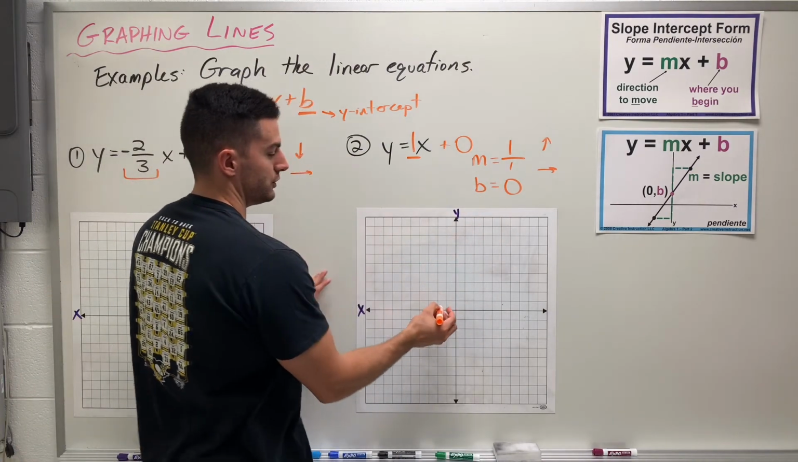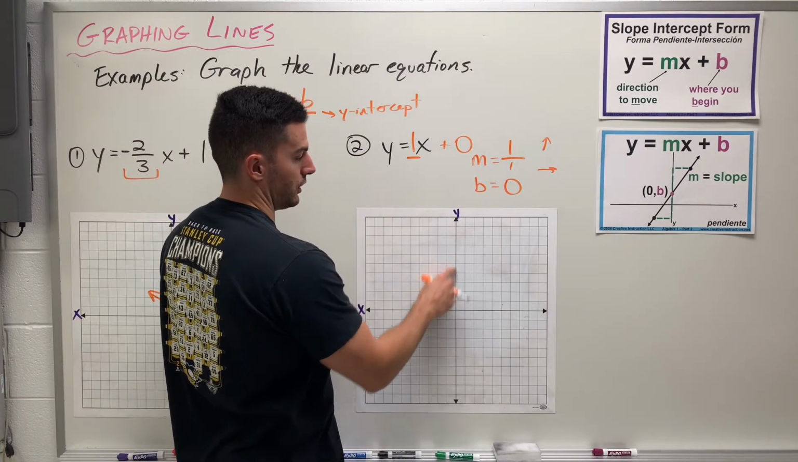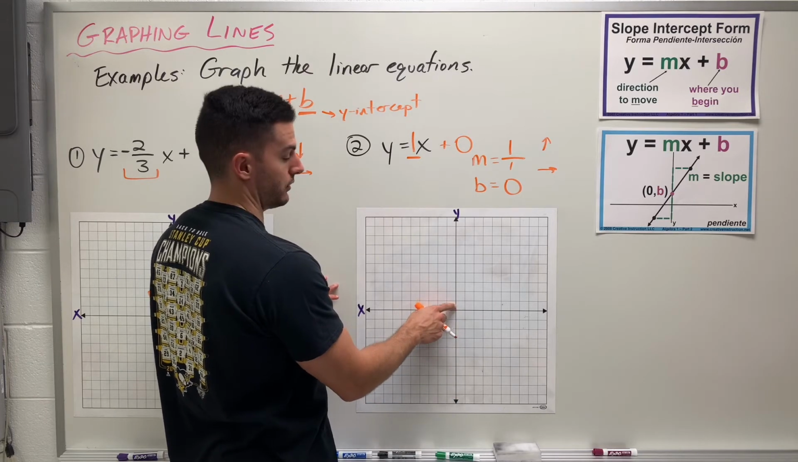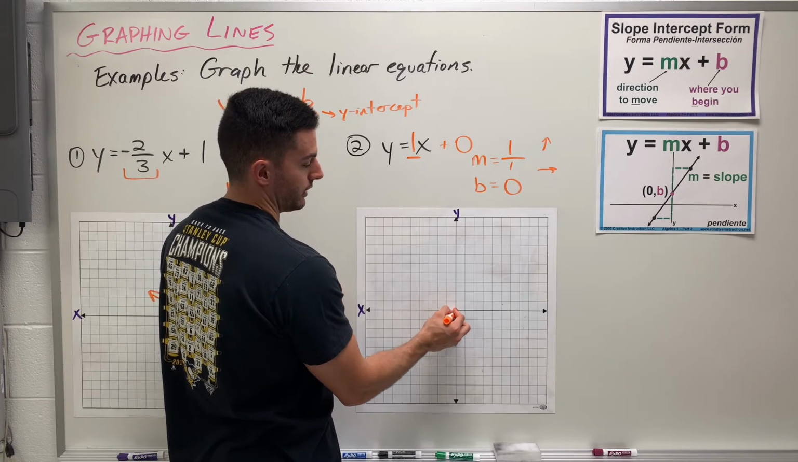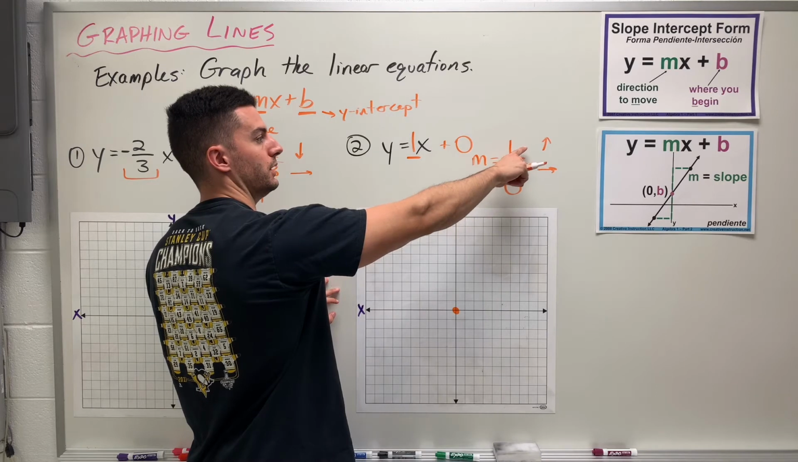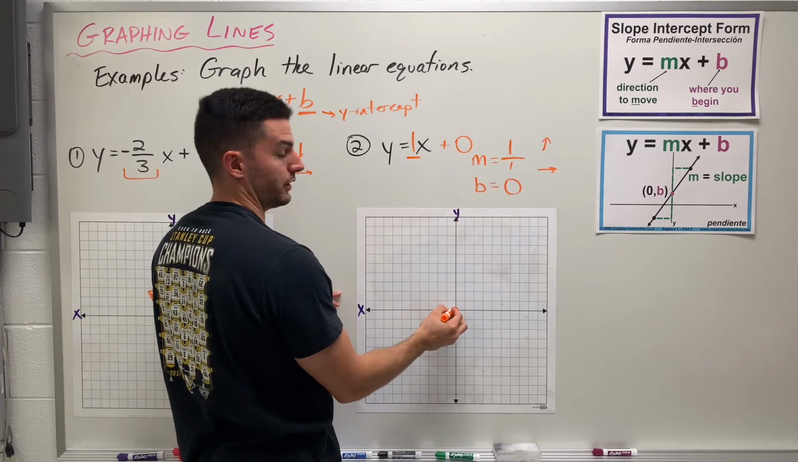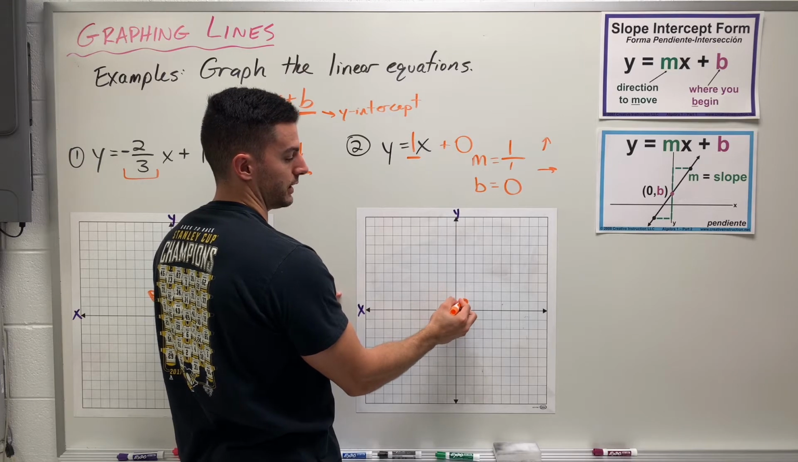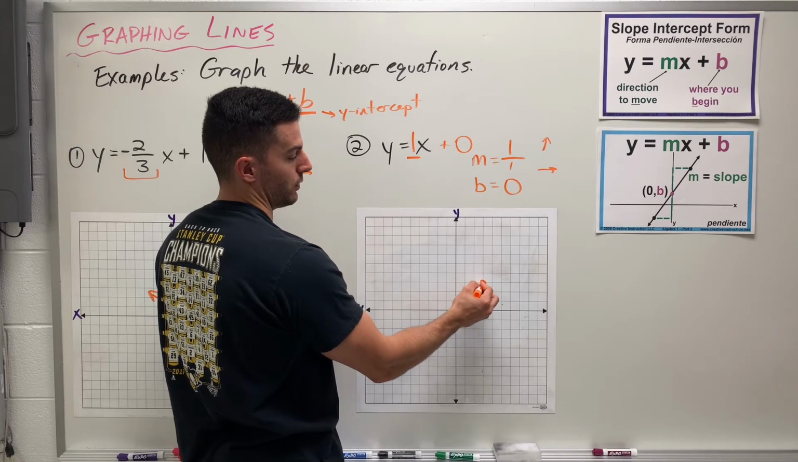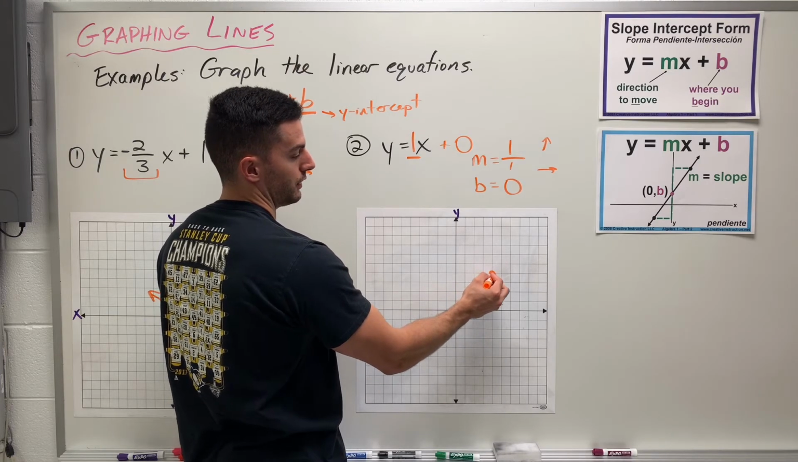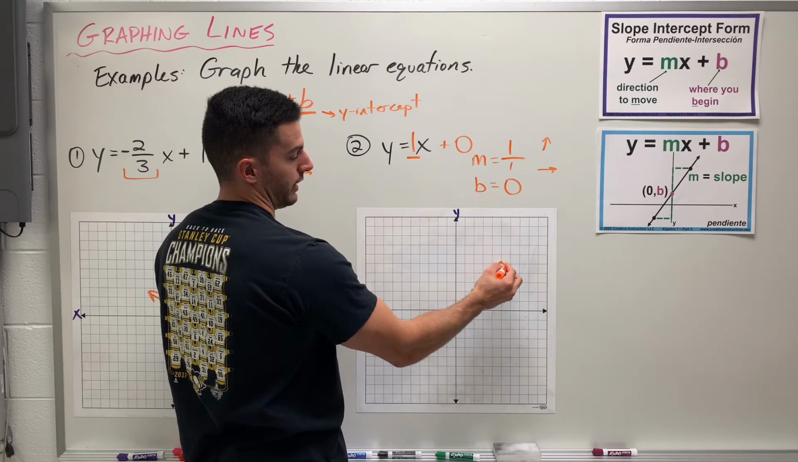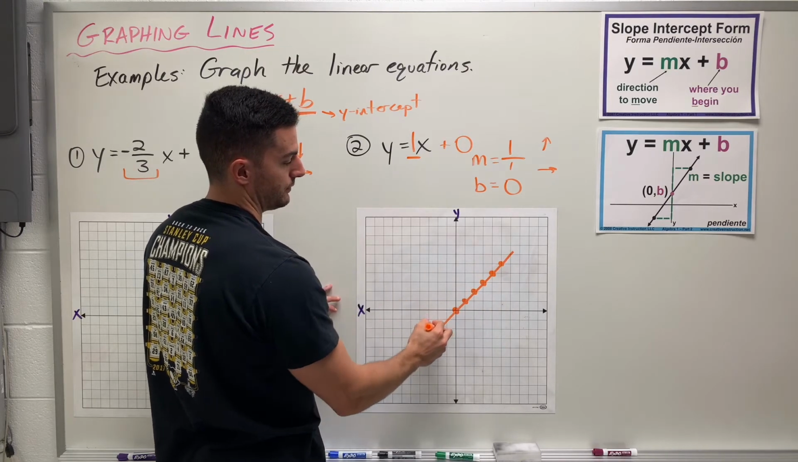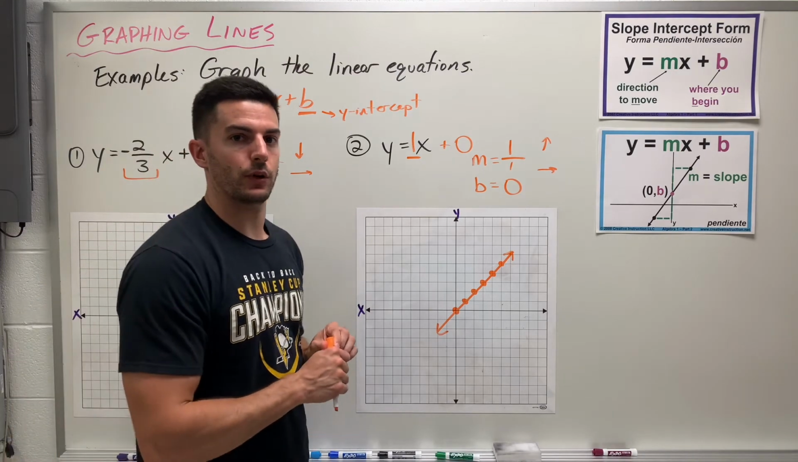So a b value of 0 means I'm starting on the y-axis at 0. And where is that? Well, that's right at my origin, right in the middle. And then my slope being 1 over 1 means I don't have to count very far. I just count up 1, right 1, make my next point. Just up 1, right 1 each time, make a new point. And I have a few of them there, so now I can connect them. There is my second line, okay?